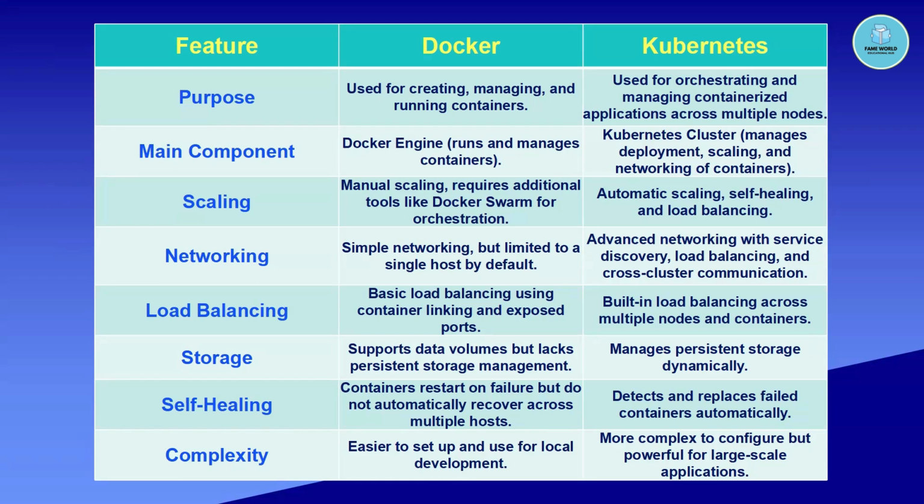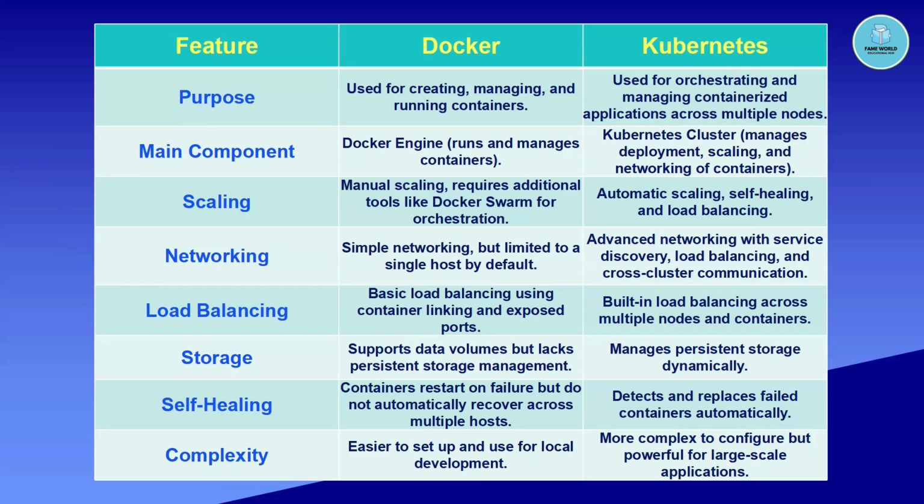Then the load balancing: in Docker, there is basic load balancing using container linking and exposed ports. Whereas in Kubernetes, there is built-in load balancing across multiple nodes and containers. So simply, in Kubernetes you are able to network more than one node of containers. Nodes and containers are linked together in a huge network, which is managed by Kubernetes technology. Whereas Docker has single container containerization, but huge networking is not there.